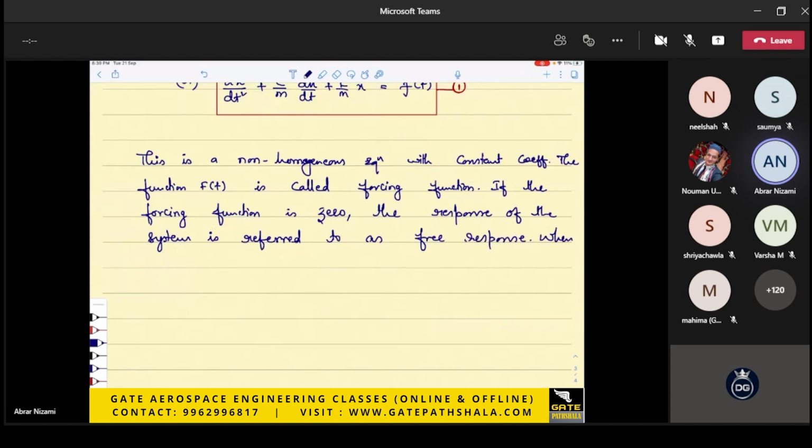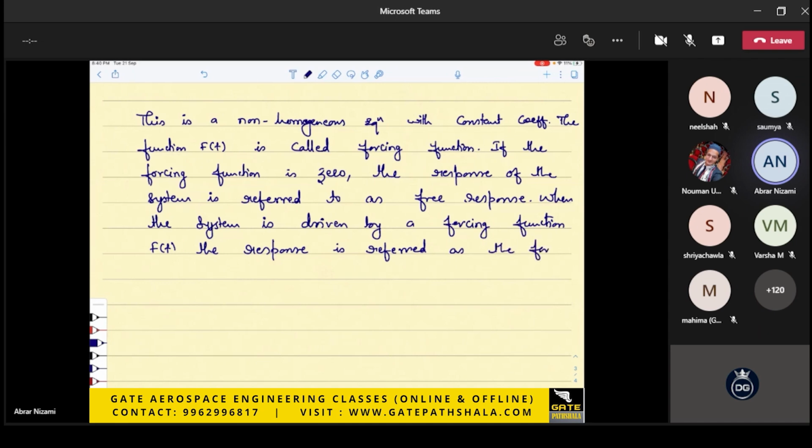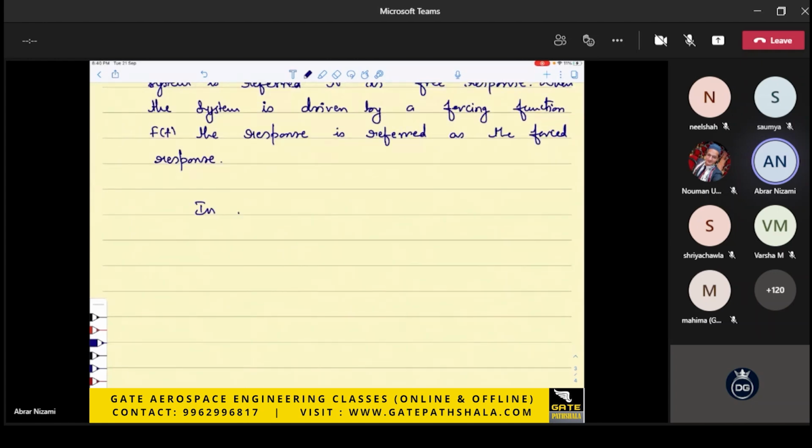When the system is driven by a forcing function f of t, the response is referred to as the forced response. Right?